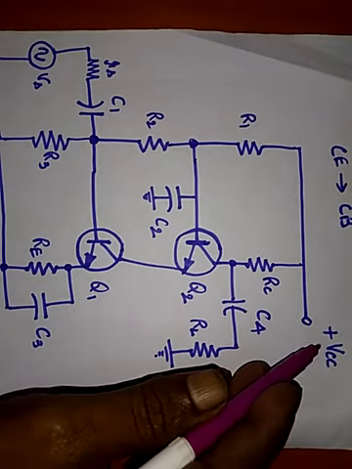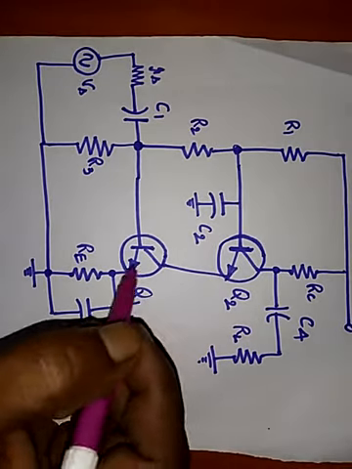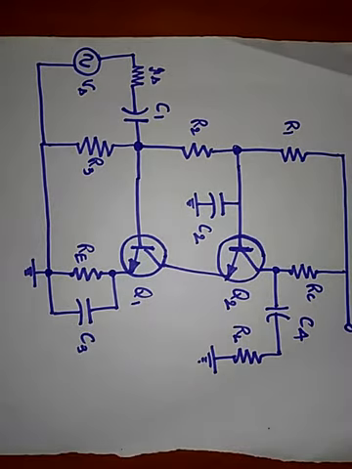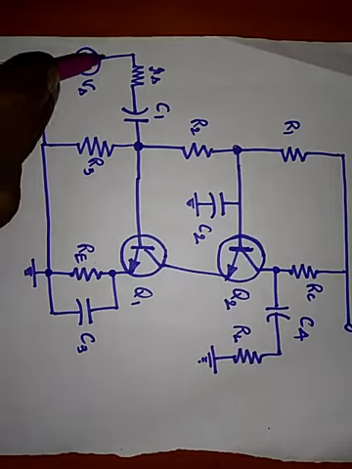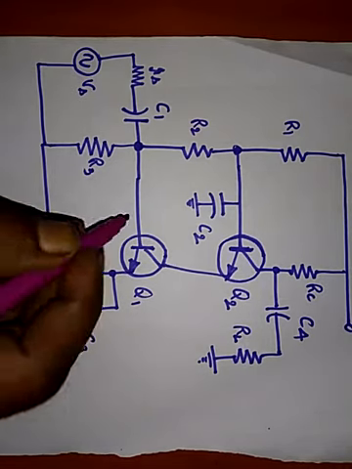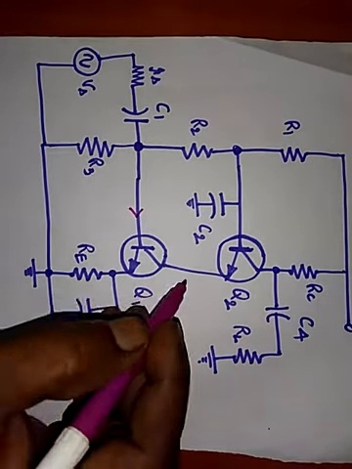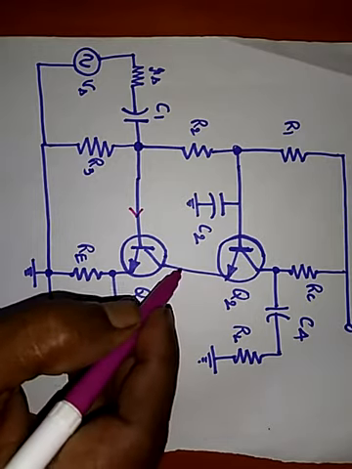Now this is the supply voltage VCC. We have two transistors, Q1 and Q2. Vs is the input, so the input is given to the transistor Q1. That is, the input signal is given here, and the output is taken from here, the collector point.